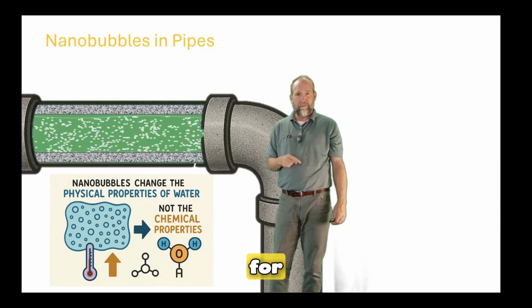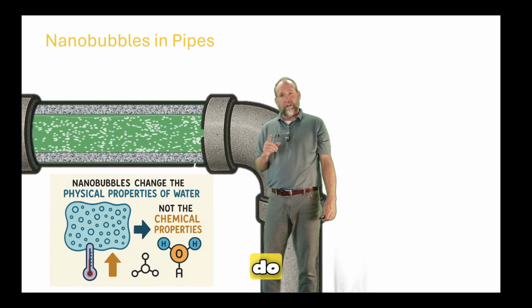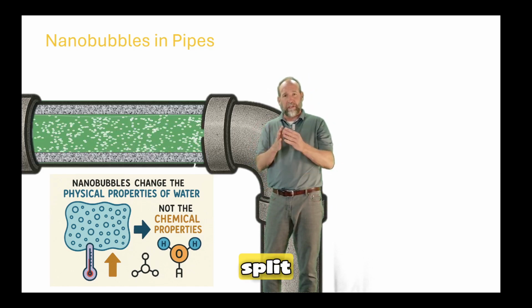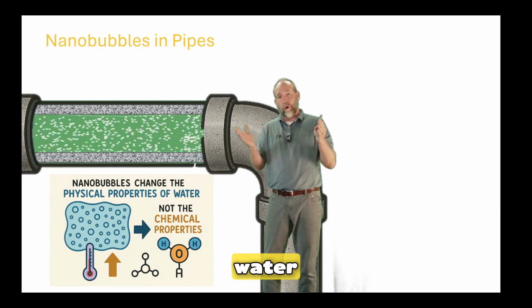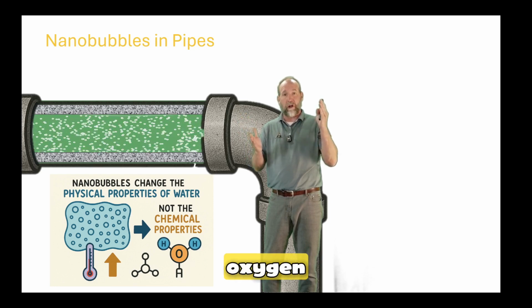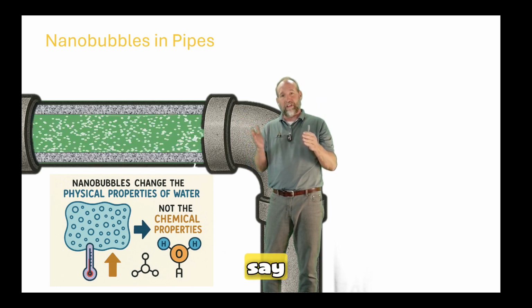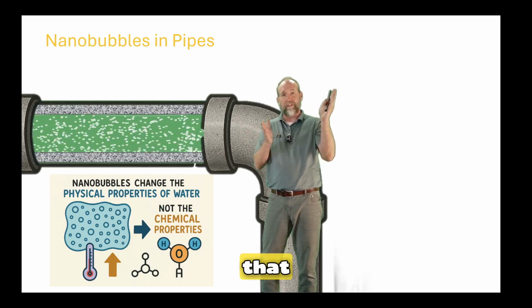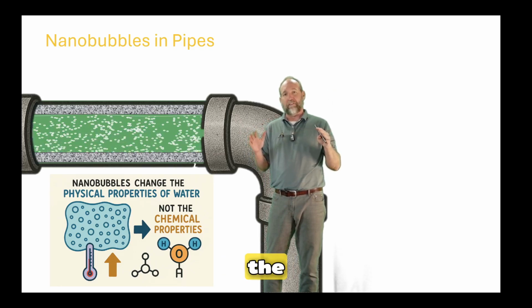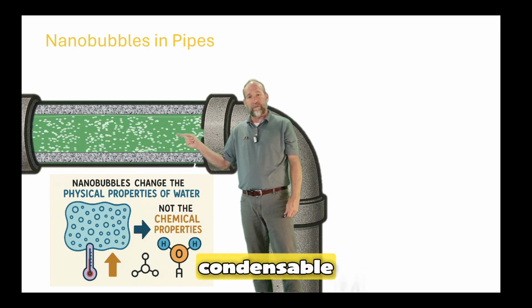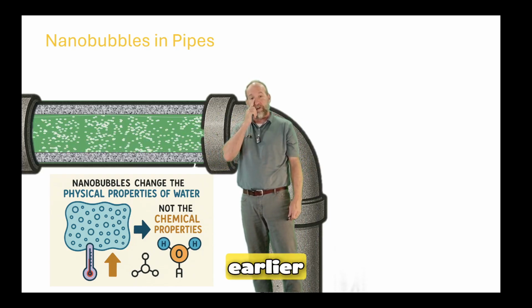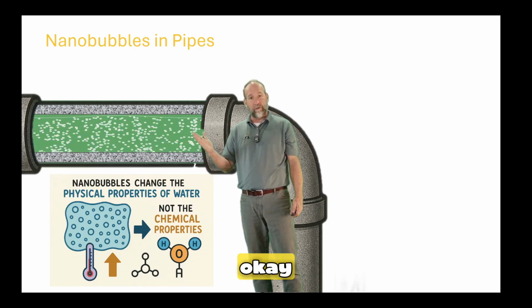Here's a little pro tip for you. I've had people ask me, do nanobubble generators split the hydrogen and oxygen molecule? So, you know, water is 2 parts hydrogen, 1 part oxygen. I've had people call me and say, well, does the nanobubble generator split off that oxygen? No, it does not. The nanobubble generator actually just works with the existing non-condensable gases, the air that we talked about earlier, in your water system, okay?